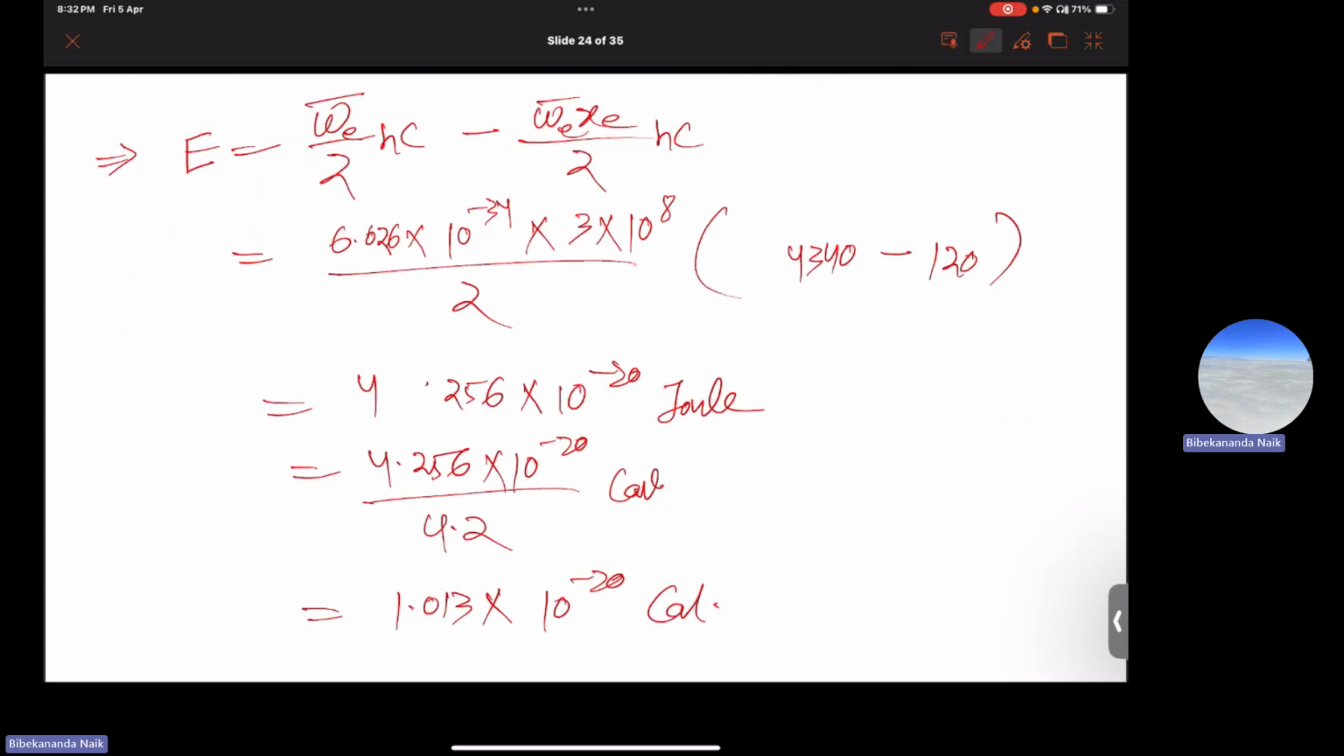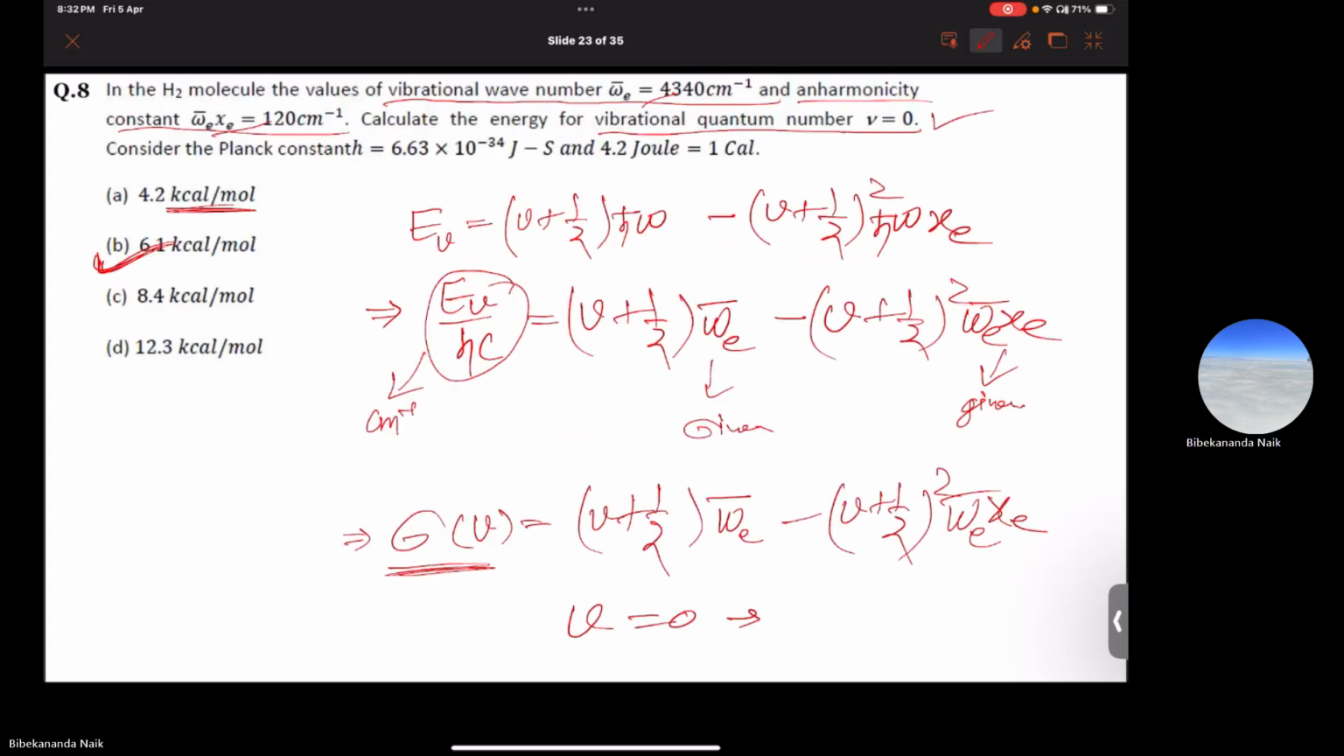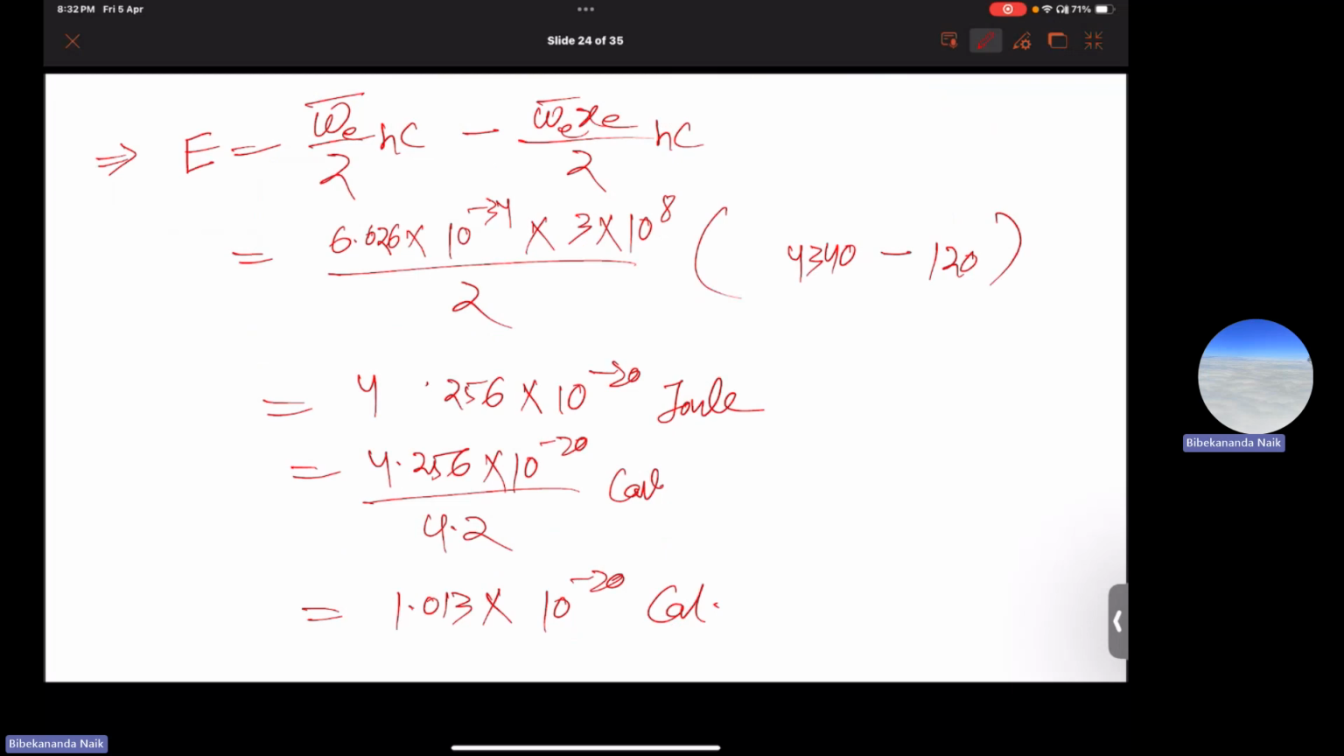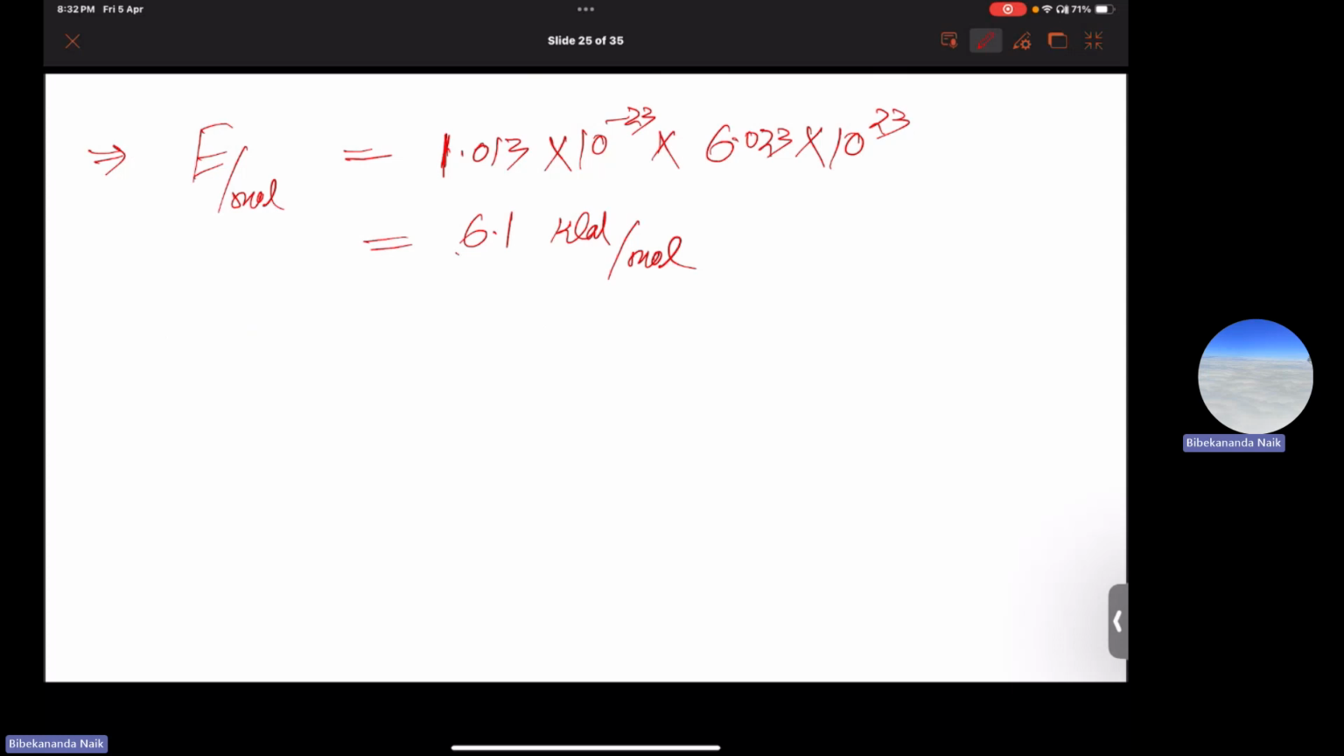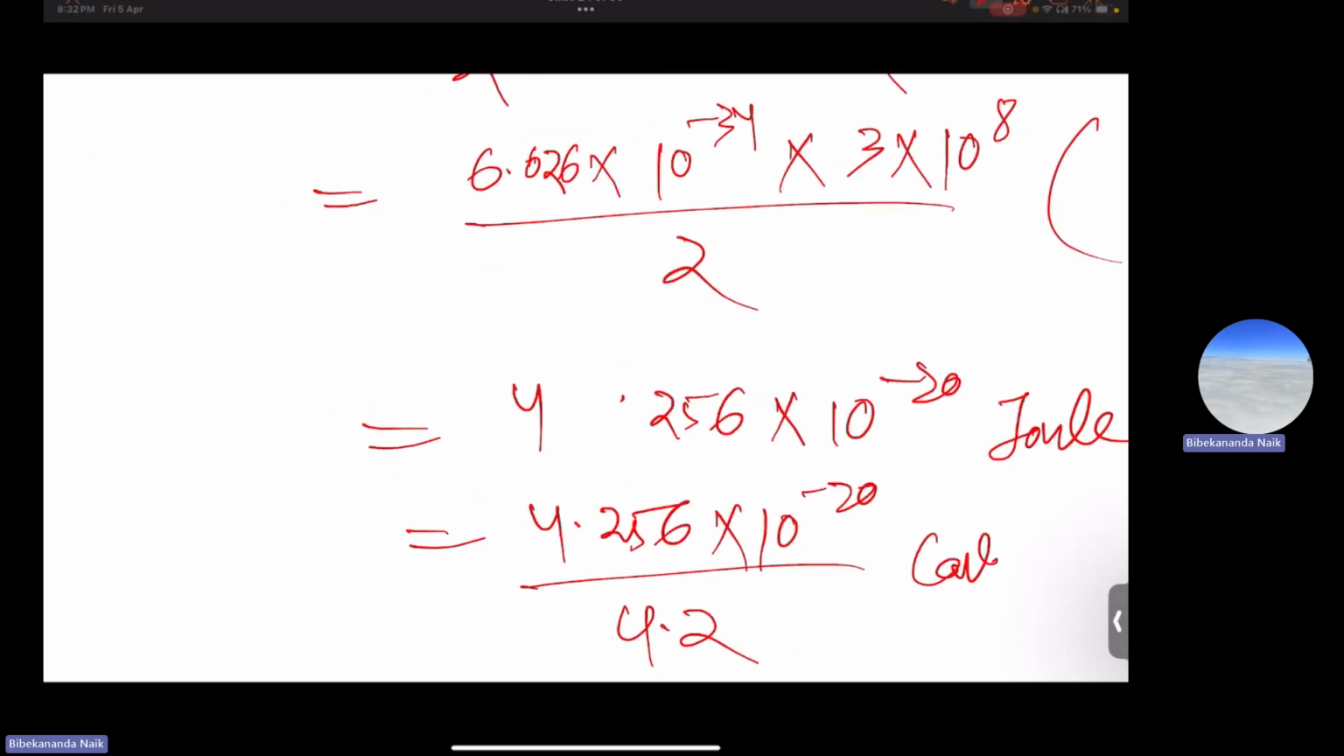6.1 kilocalorie per mole. So here this question was a bit different. Here unharmonicity was given in the question. So if you introduce the unharmonicity, the energy expression is given as (v + 1/2) ħω minus (v + 1/2)² ħω x_e. So this ω_e and ω_e x_e were given. If you put these values, the energy will be ω_e by 2 hc minus ω_e x_e by 2 hc, because v equals 0. If you put all the values, you will get 6.1 kilocalorie per mole, and the correct option is option B.